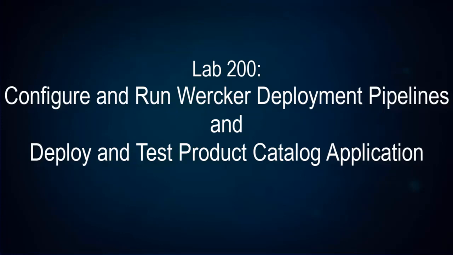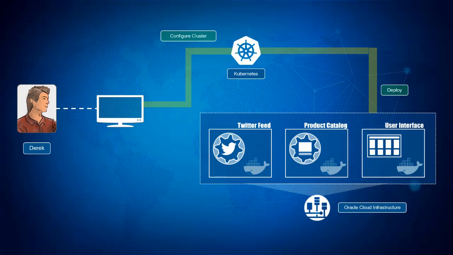Welcome to Lab 200 of the Container Native Development with OKE. In the second part of this lab, as the lead developer persona, you will be responsible for configuring the parts of the automated build and deploy process that involve details about the application itself. To containerize and automate the building and deploying of this application, you will make use of Wercker pipelines for CI/CD, OCI registry for a container registry, and OCI Container Engine for Kubernetes for provisioning a Kubernetes cluster on the Oracle Cloud infrastructure.